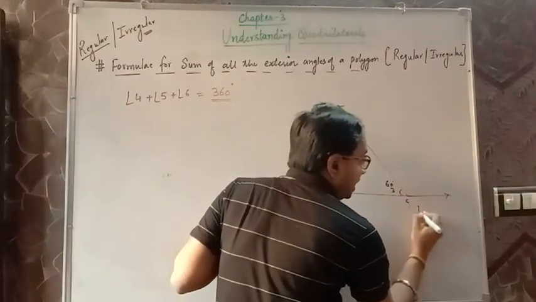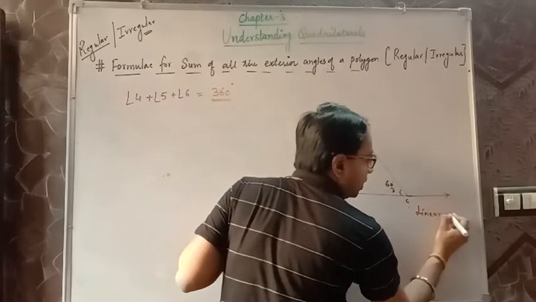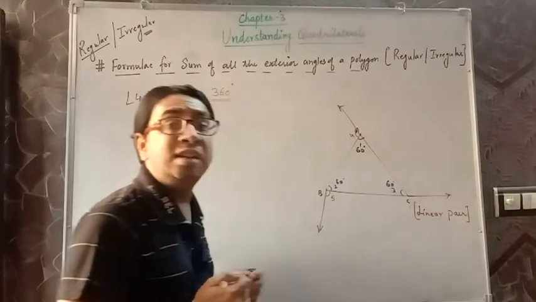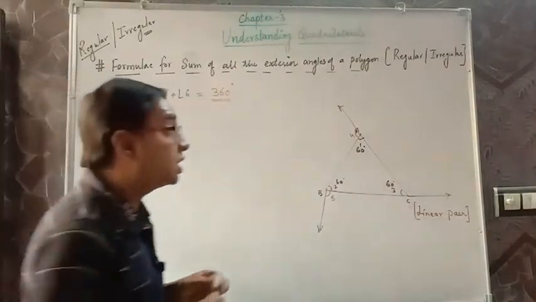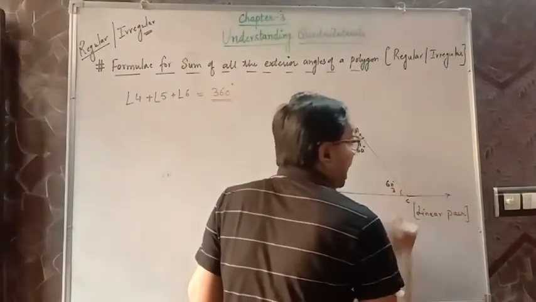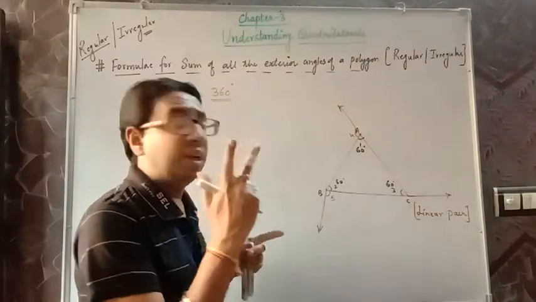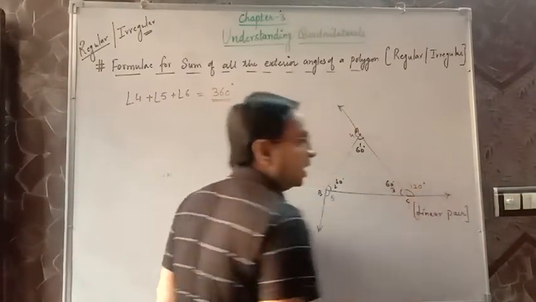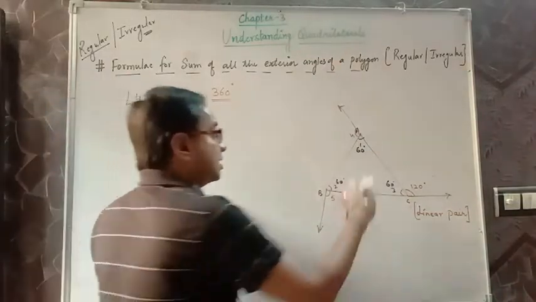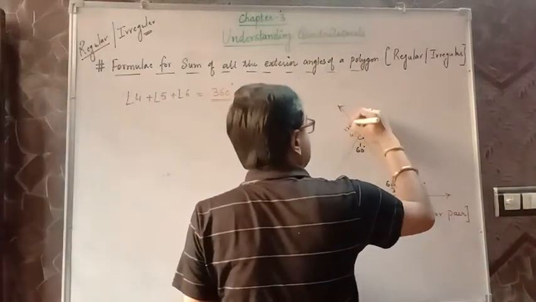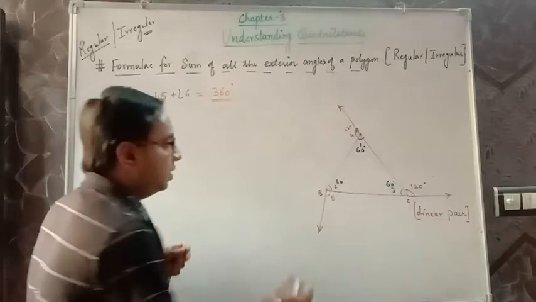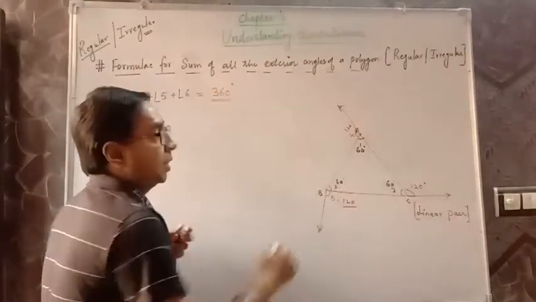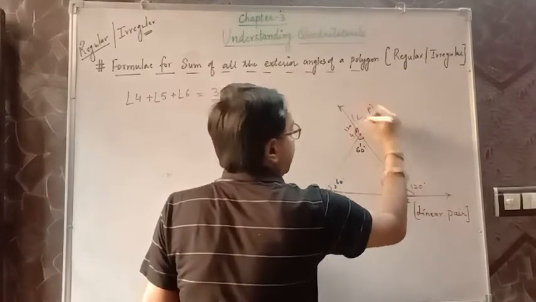Now, you know that this is called a linear pair. Do you remember? Two adjacent angles on a straight line form a linear pair, and a linear pair means 180. If this is 60, this is definitely 120. Any doubt? Similarly, if this is 60, this is also 120. Similarly, if this is 60, this is also 120. Linear pair.